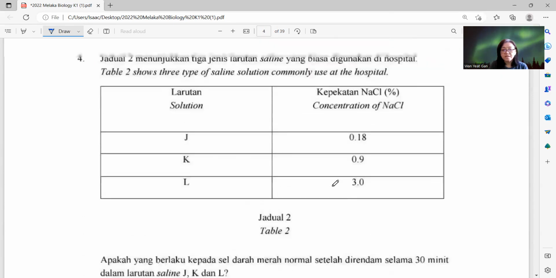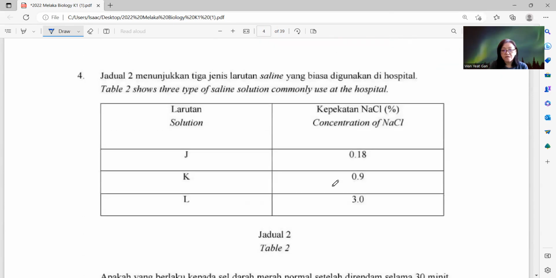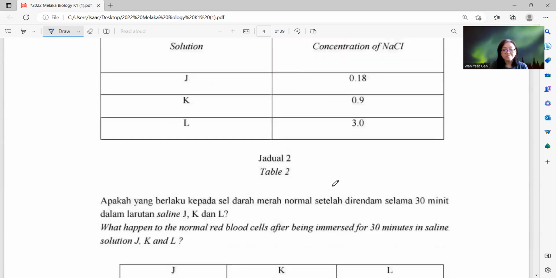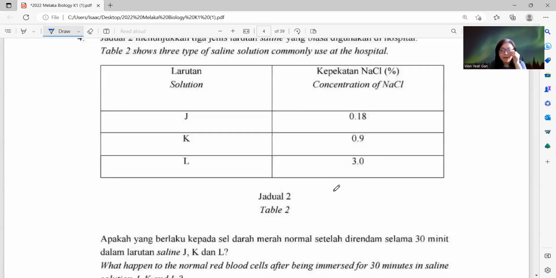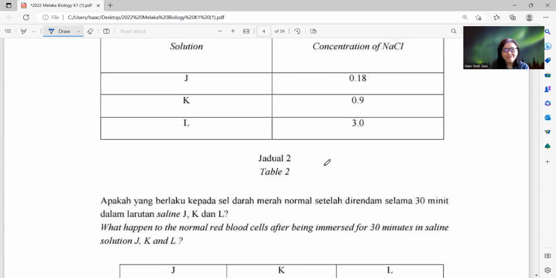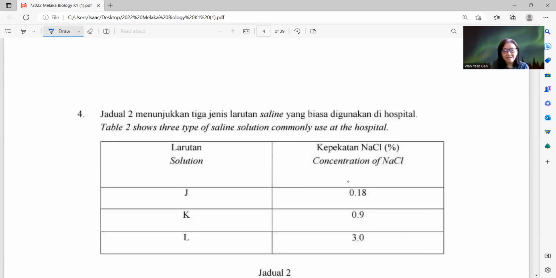Next, table 2 show 3 types of saline solution commonly used at the hospital. What happened to the normal red blood cell after being immersed for 30 minutes in saline solution J, K, and L? So J is 0.18, K is 0.9, and L is 3.0. So here you can see that the 0.18 is hypotonic. This is iso. This is hyper, yeah.